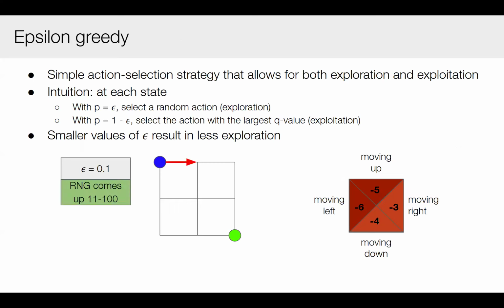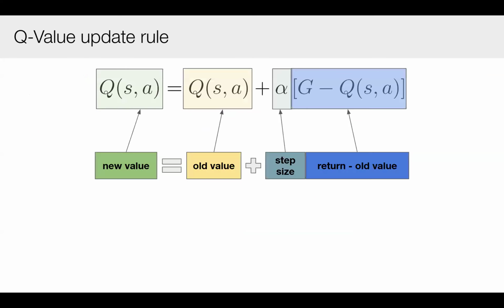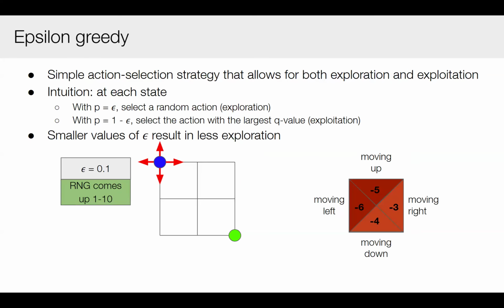So let's look at an example of what this may be, right? Let's say you're at the blue circle, and your epsilon value is 0.1, right? Let's say you generate a random number from 1 to 100. If that random number comes up 11 through 100, that falls into the range that's outside epsilon. So you're going to move in the direction of the largest Q value. However, if the random number came up 1 through 10, that falls in the range of the epsilon, right? So you would then select a random action. That could be the action with the largest Q value, but it also may not be. Okay, so that's just a simple action selection strategy that some algorithms are going to use, as we'll see.